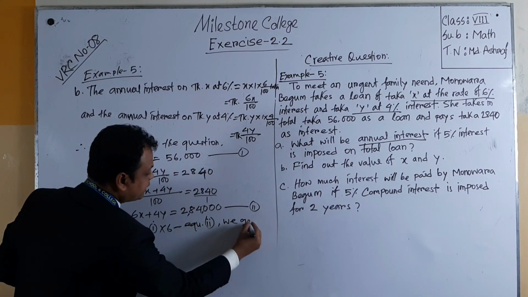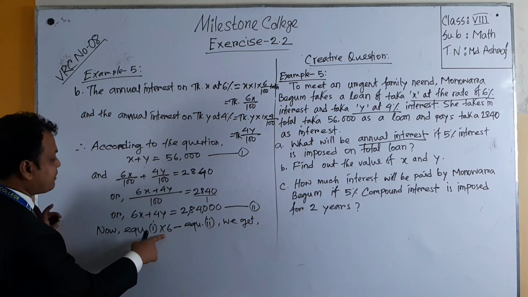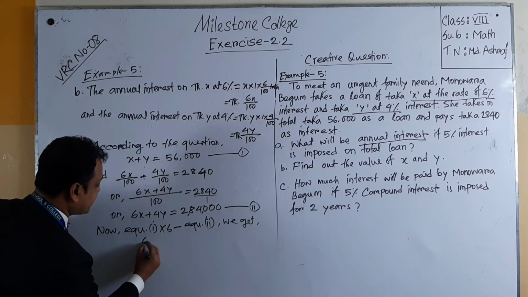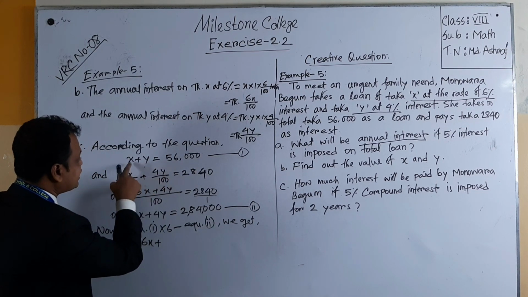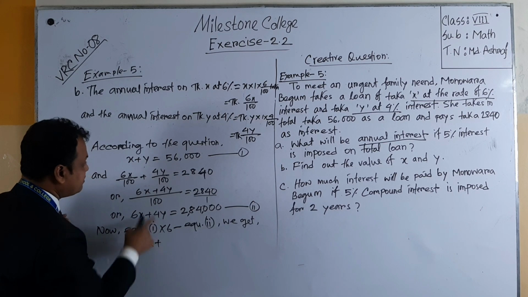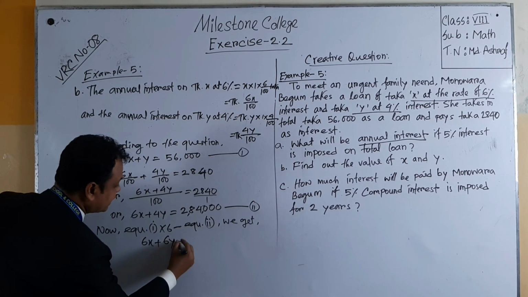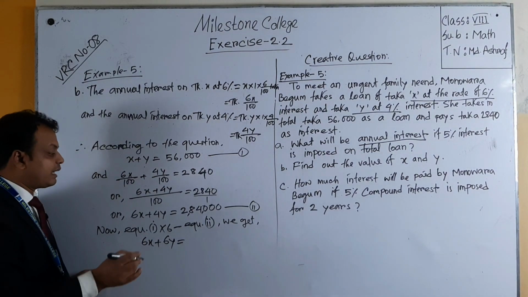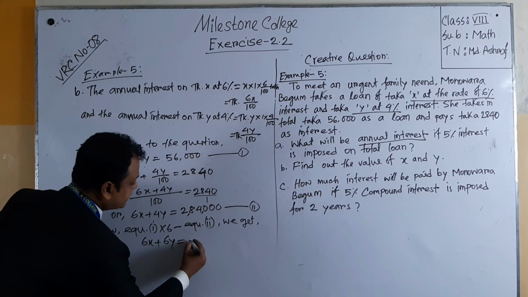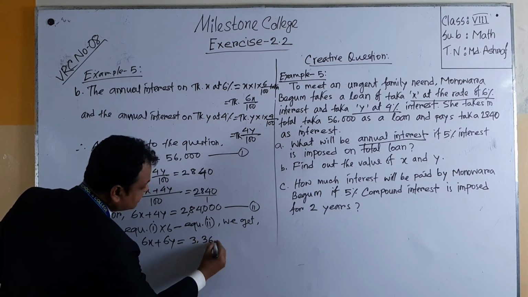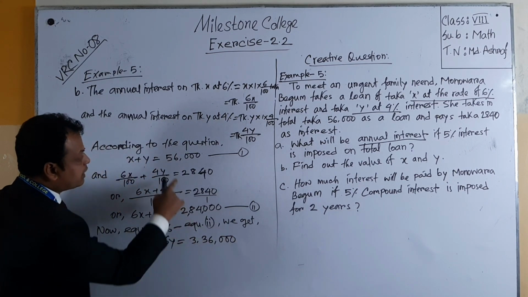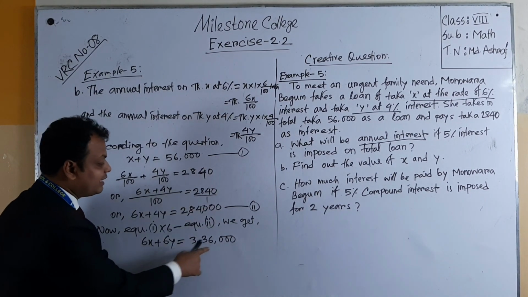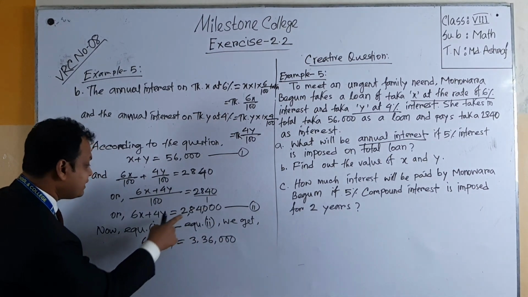Then how do we get? Equation 1, we have to multiply all the terms by 6. So we will get 6x plus 6y equals 56,000 multiplied by 6. Take a calculator and do the multiplication. If we multiply 56,000 by 6 we will get 3,36,000.